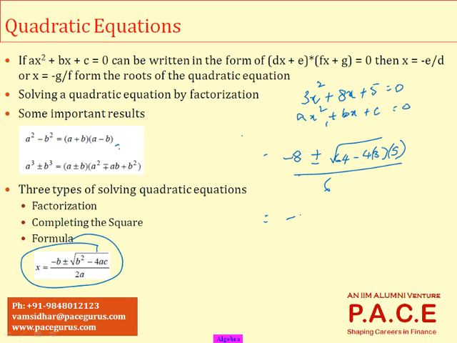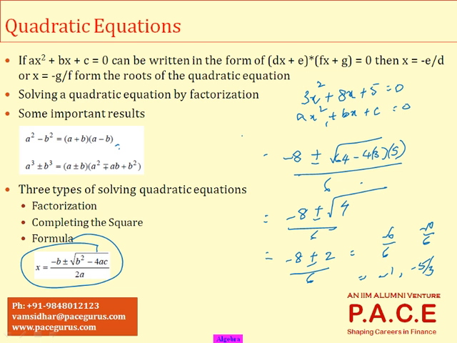So it is coming out as minus 8 plus or minus square root of 64 minus 60, by 6. So square root of 4 is 2, so it becomes minus 8 plus or minus 2 by 6. It gives me minus 8 plus 2, which is minus 6 by 6, and minus 8 minus 2, minus 10 by 6. So we have got the answer which we got even through factorization: minus 1, comma, minus 5 by 3. So this formula is something which is universal.